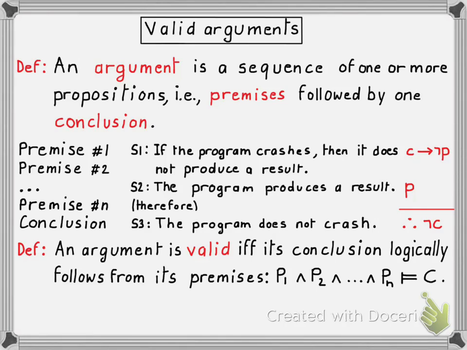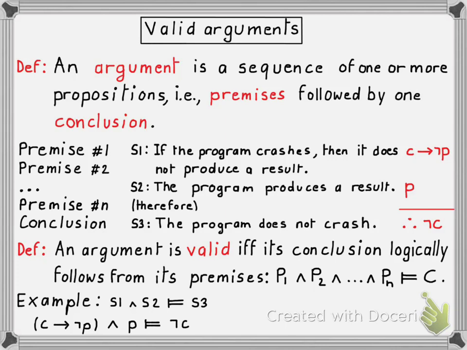So going back to our example here, this argument is valid if whenever S1 and S2 are true, then S3 is also true. In other words, S3 is a logical consequence of S1 and S2, the conjunction of its premises. Now we can translate that into logical consequence of propositional logic, since we did the conversion. And so the argument is valid if the proposition not C, in this case, is a logical consequence of the proposition C implies not P and P.